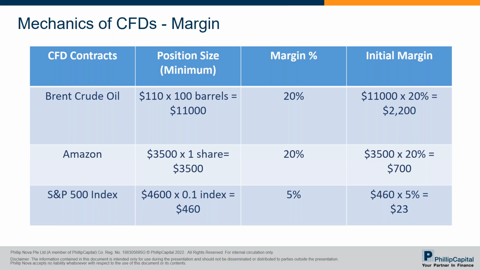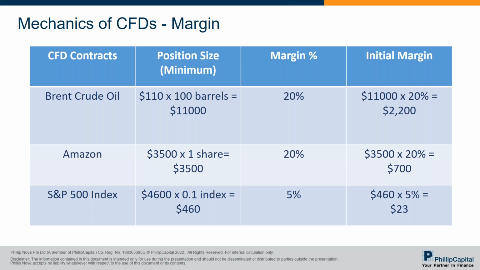Bringing it back to the examples we had just now, we talked about UK oil, trading indices, and trading share CFDs. In an actual scenario, how much do you need to start trading? Taking the example of Brent crude oil, with a barrel costing $110, one CFD lot is 100 barrels. So one CFD contract size would be $11,000, and the initial margin required for such a contract is 20%.